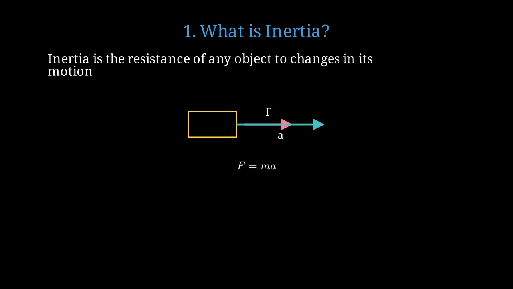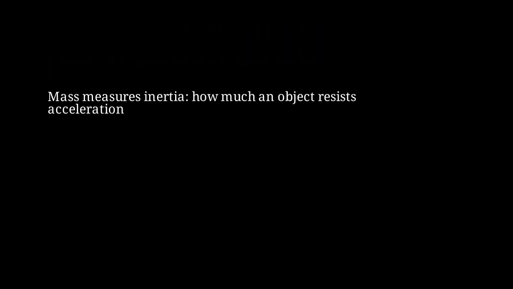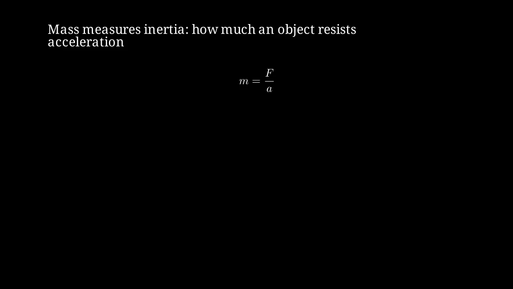But what is mass really? Mass is the quantitative measure of inertia. More mass means more resistance to acceleration. We can rearrange to get mass equals force divided by acceleration. Mass is literally the resistance factor. Here's the mystery. Why does having more mass mean more resistance? What's happening physically?